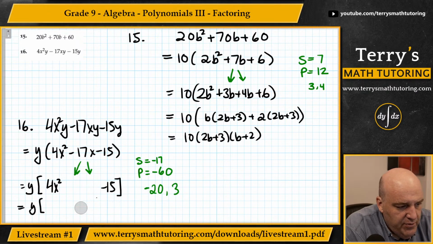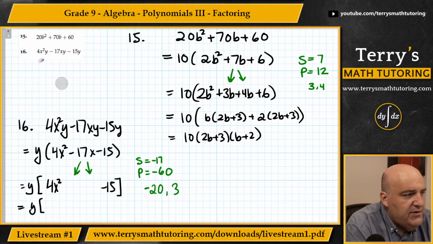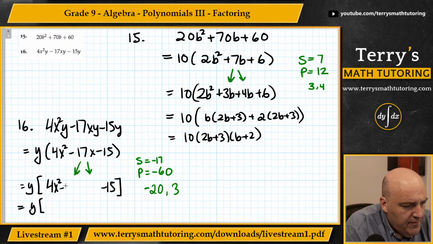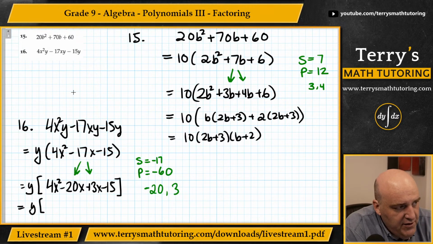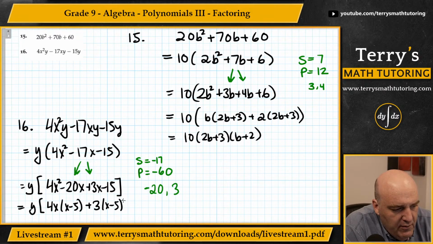So when we decompose this, we got to use minus 20x and plus 3x. I thought I made a typo in the question, but I think it's okay. So let's pull out a 4x here. And then we get x minus 5. Here we can pull out a plus 3, and we get x minus 5, and we're good.